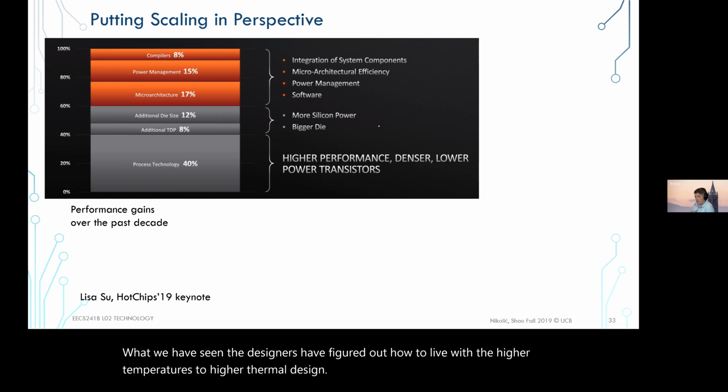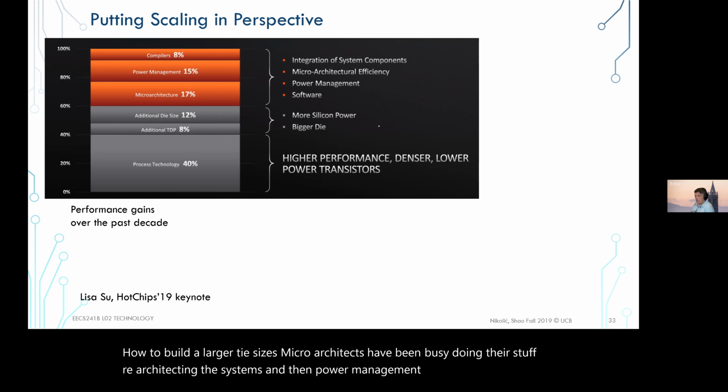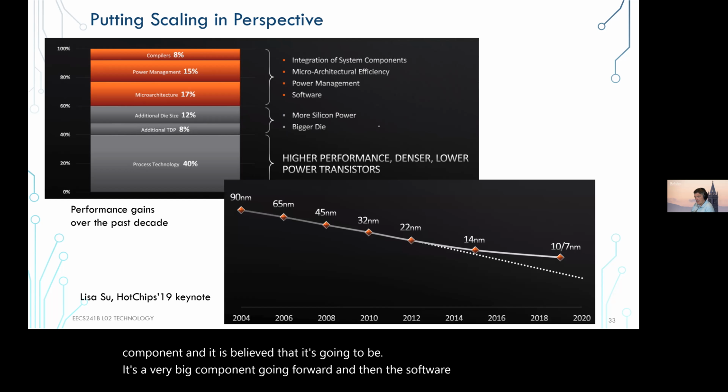how to build larger die sizes. Micro architects have been busy doing their stuff, re-architecting the systems. And then power management was a huge component, and it is believed that it is going to be a very big component going forward. And then the software became more efficient through compilers.